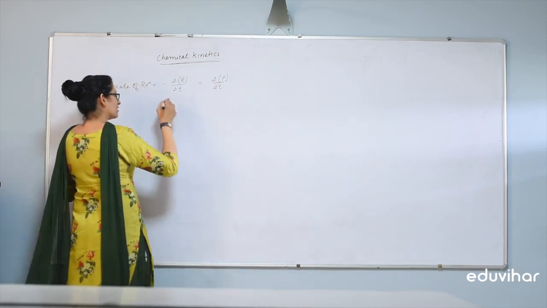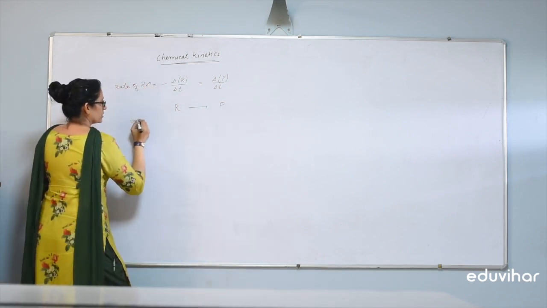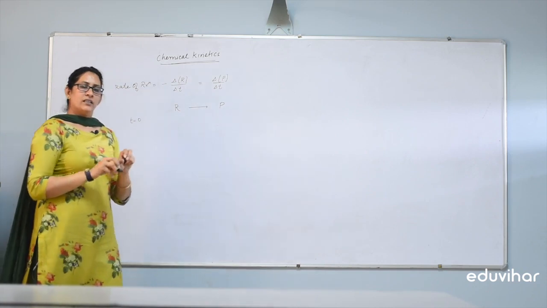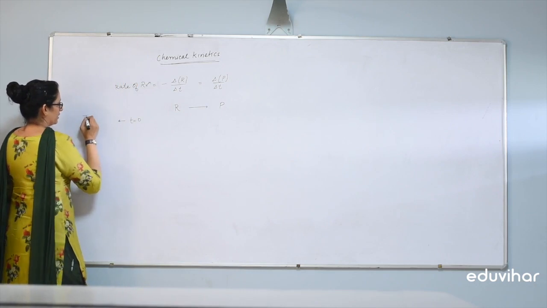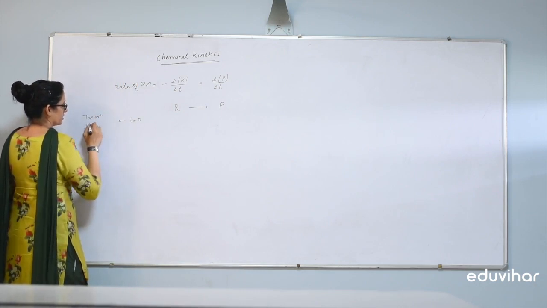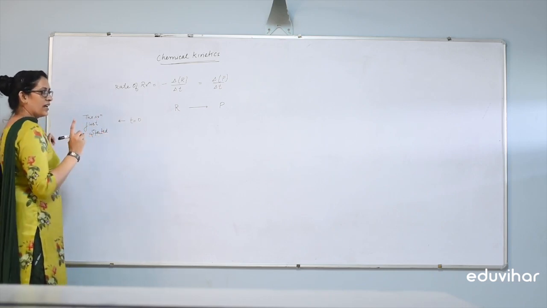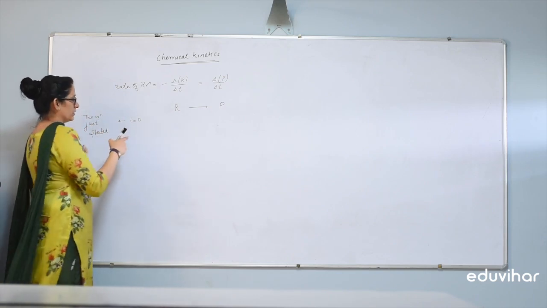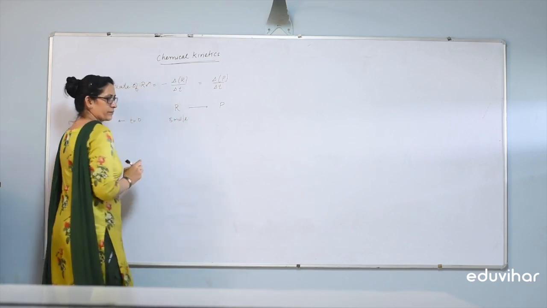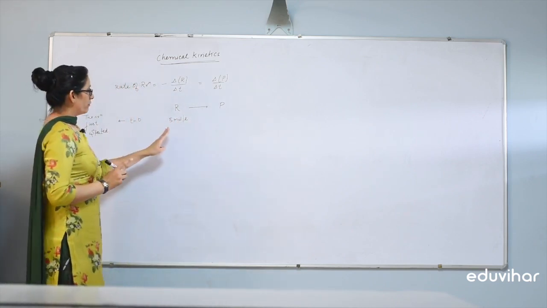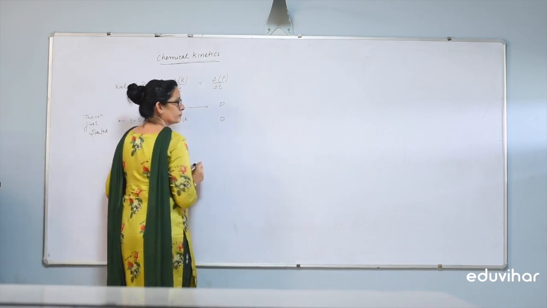Let us consider again the same reaction, R changes into product P. When time is 0, time 0 means the reaction just started. As the reaction just started, there is no product. So the concentration of reactant is 5 mole per liter. Then the concentration of product is 0.